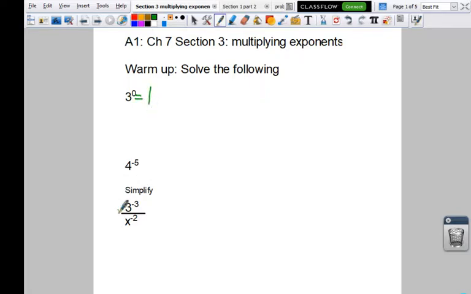Anything to the 0 power is 1. So it's actually really easy as long as you remember that, because you just have to write down equals 1 and you're done.